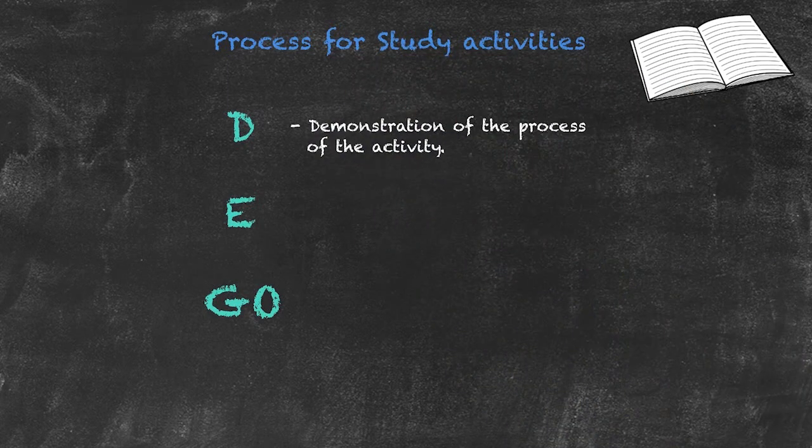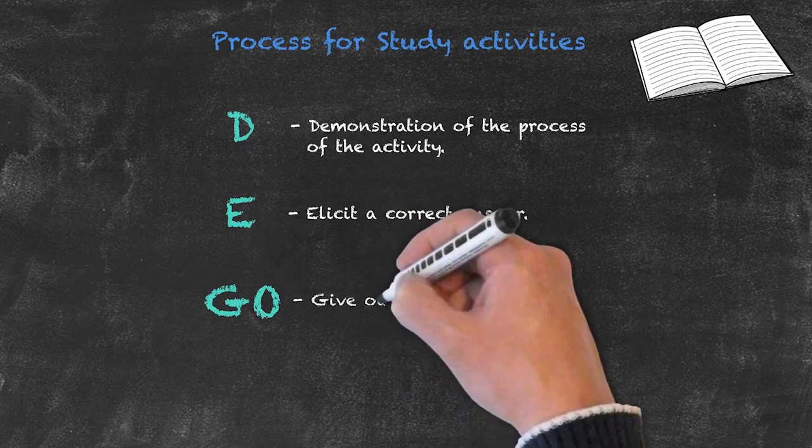Now it's very important that you don't try to explain how the activity is going to work, but rather you actually demonstrate the process. An example of the demonstration of the process of the activity could be something as simple as taking the first question and using it and writing it on the board. This will show the students what it is that they're actually going to do. Having demonstrated the process of the activity, you need to make sure that the students can answer that question, and so we elicit a correct answer for that particular question. Having done that, we can then give out the material.